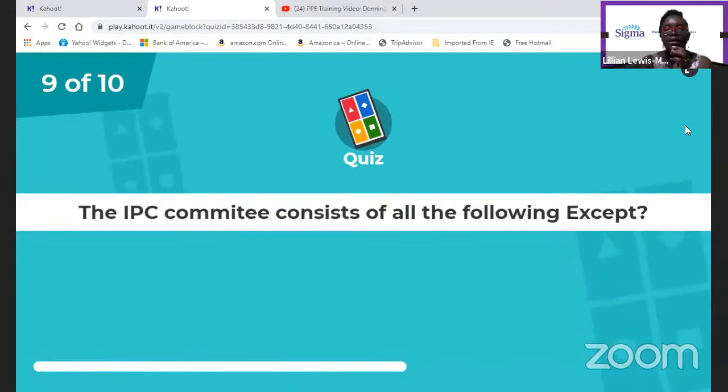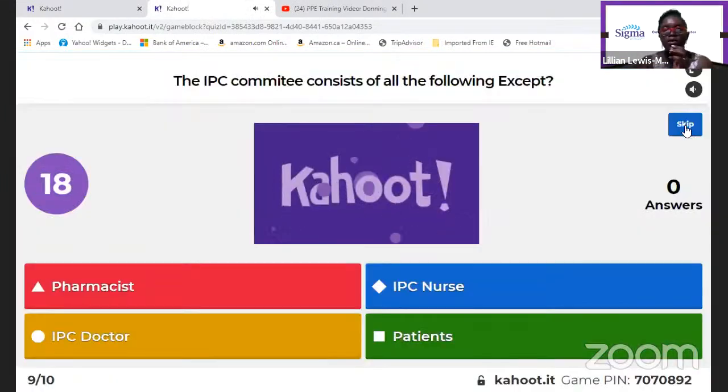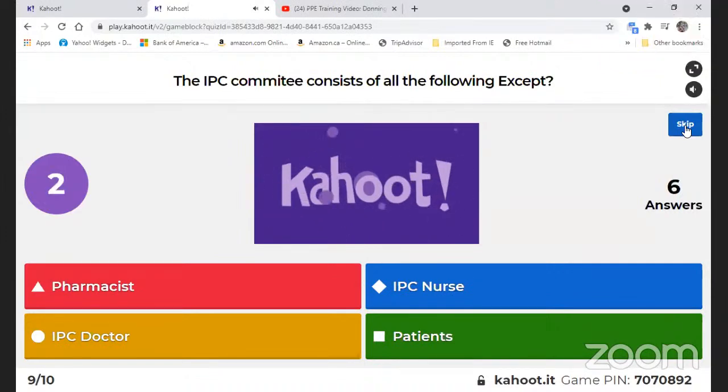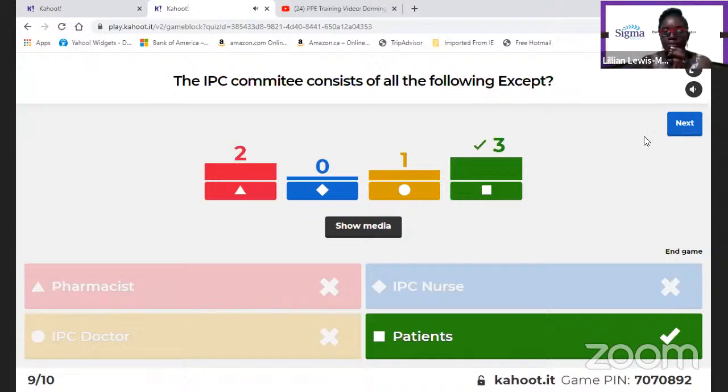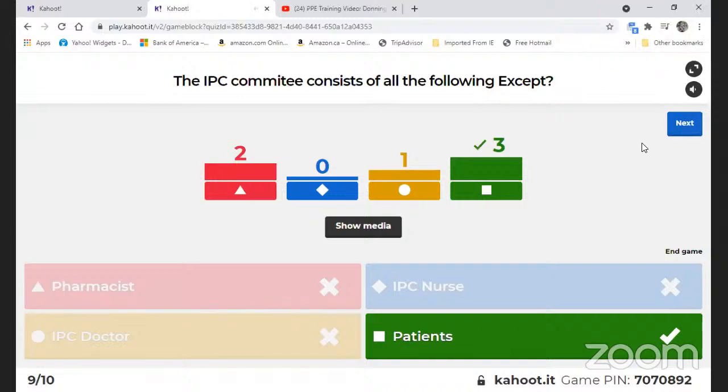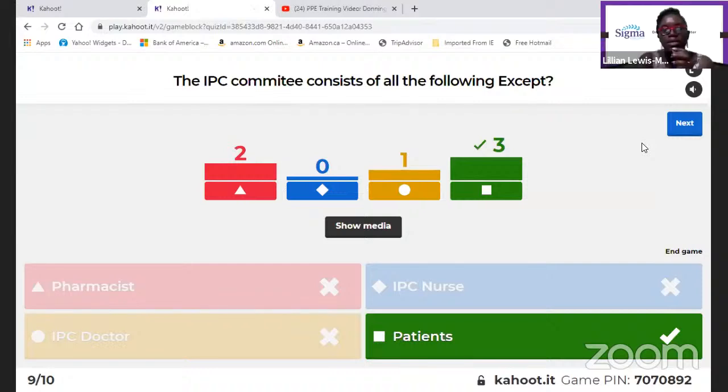Question number 9. The IPC committee consists of all the following except: the pharmacist, the IPC doctor, the IPC nurse, the patients. In the chat, we have pharmacy. But remember, I told you it would not be the pharmacist, because it's a multidisciplinary committee.